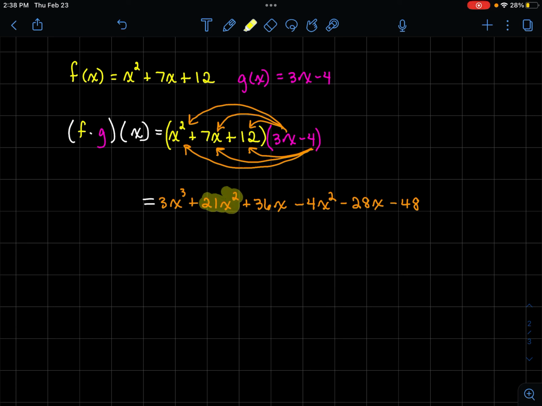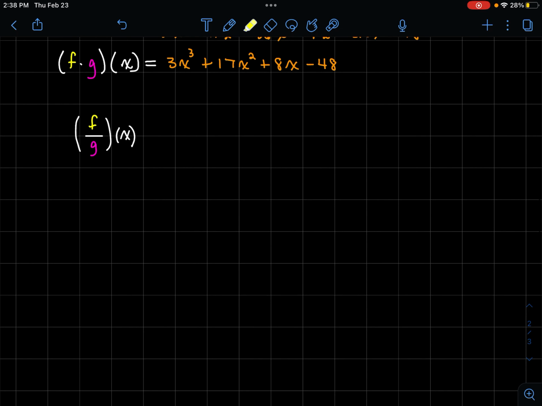Now this is really strung out. We need to make sure that we combine all of our like terms. Now if we go through and look, we see that we have some like terms here with 21x squared and the negative 4x squared, but we also have like terms with 36x and negative 28x. When you combine those up, we end up getting 3x cubed plus 17x squared, and the 36x minus the 28x gives us 8x, and then finally the negative 48. So our function f times g of x is the following polynomial.